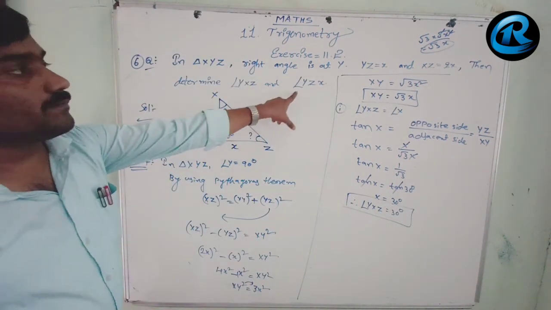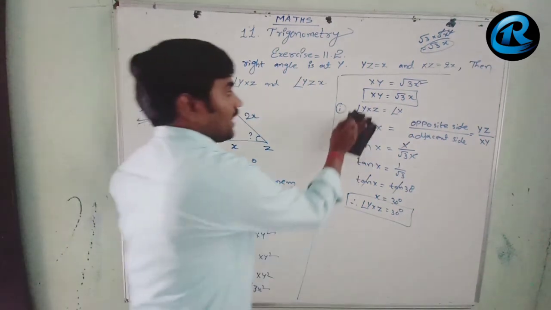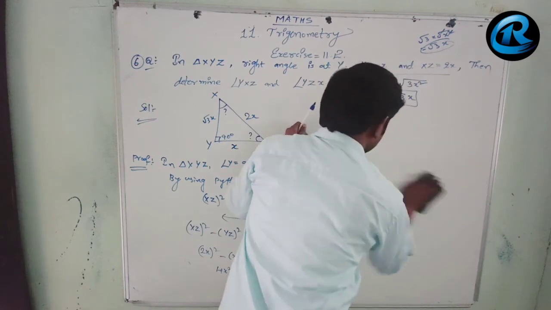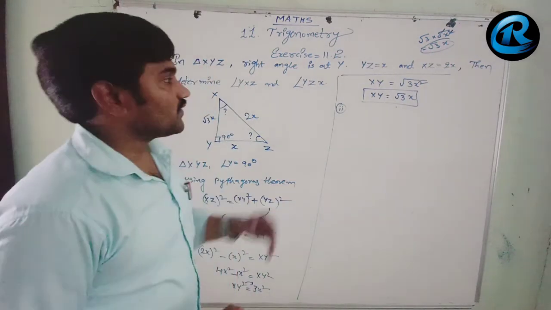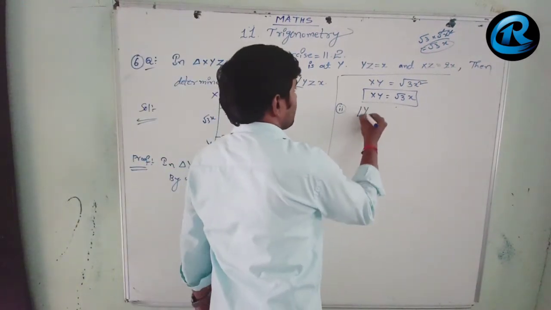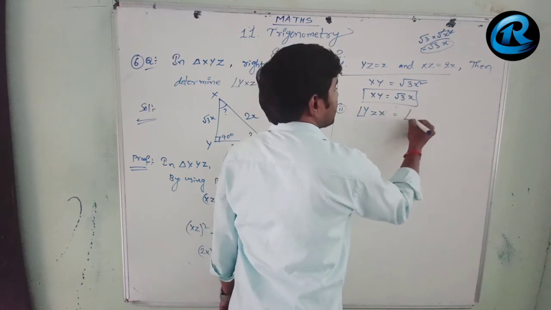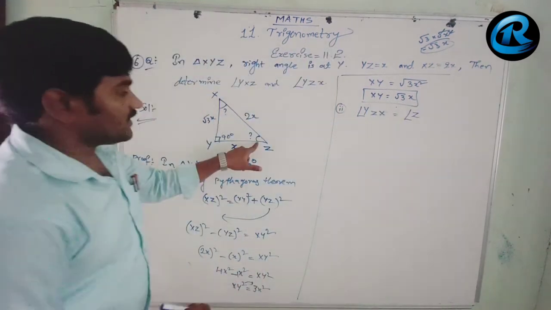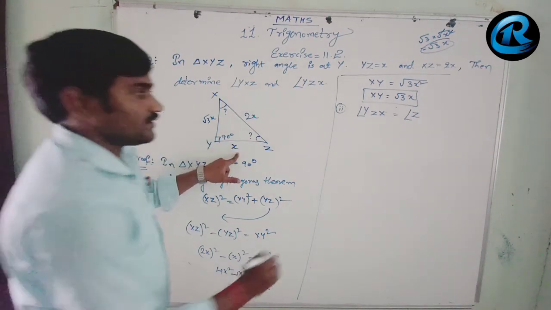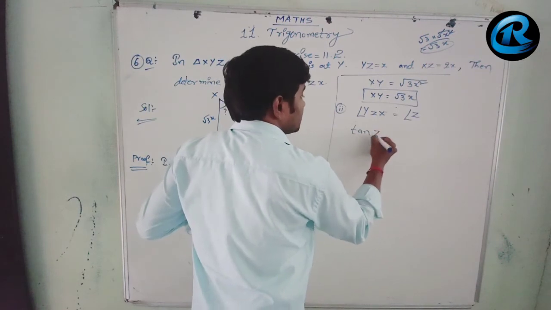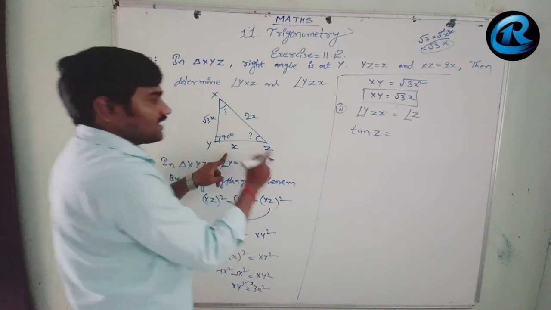Similarly we can find the angle YZX. We go for the second one. Angle YZX is angle Z. So this Z we need to find out. For this Z, there is an opposite side and an adjacent side. So tan z, the angle at Z, equals opposite side by adjacent side.